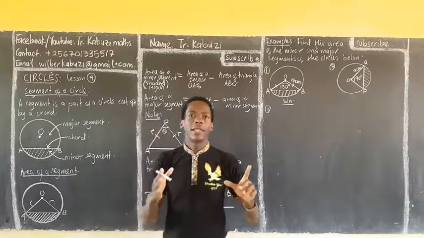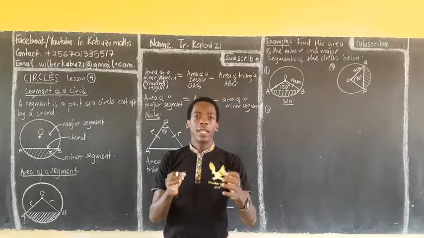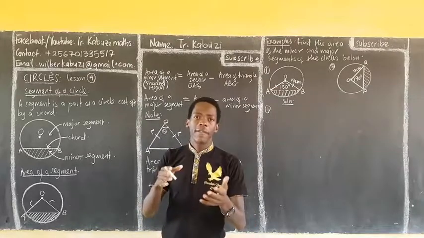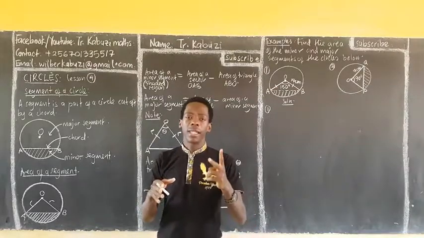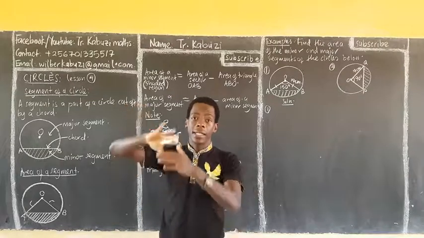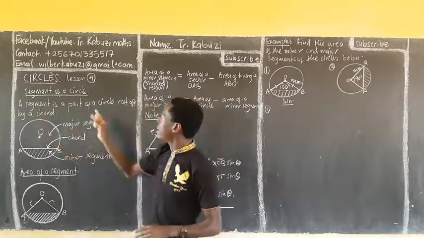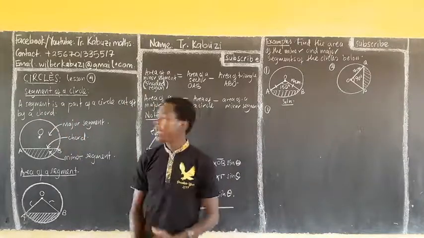Now, a segment of a circle, of course, we have seen what a chord is. Now, when a chord is drawn, it divides the circle into two things: what we call the minor segment and then the major segment, which is the big area. So, from here, you see that a segment is a part of the circle cut off by a chord.